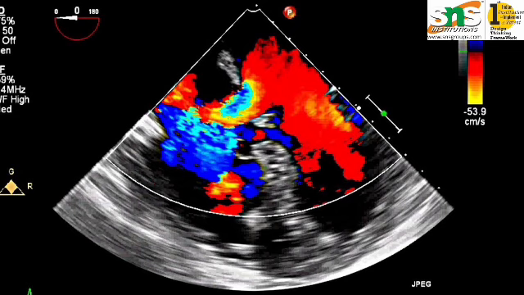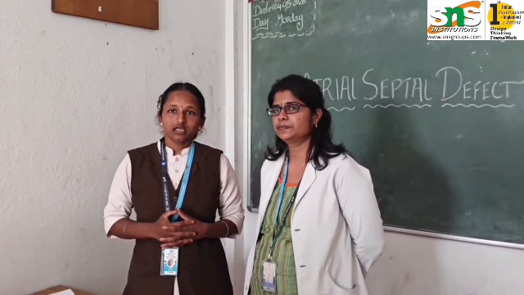Here the color Doppler shows a left to right shunt across the defect, that is blood moving from the left atrium to the right atrium. In the hemodynamic assessment, echo quantifies the shunt severity, that is Qp by Qs, evaluates the right ventricular systolic pressure and measures the right atrium. It is the gold standard method for diagnosing ASD.